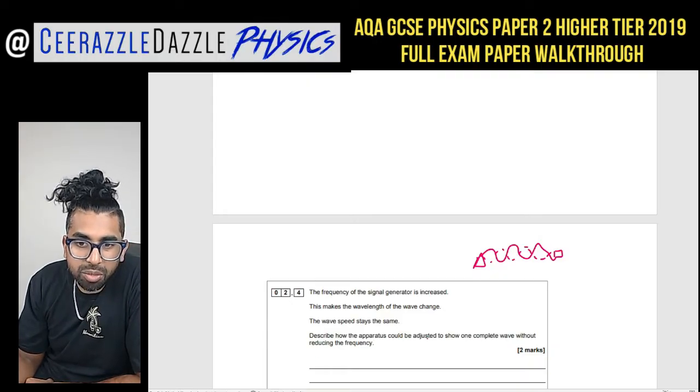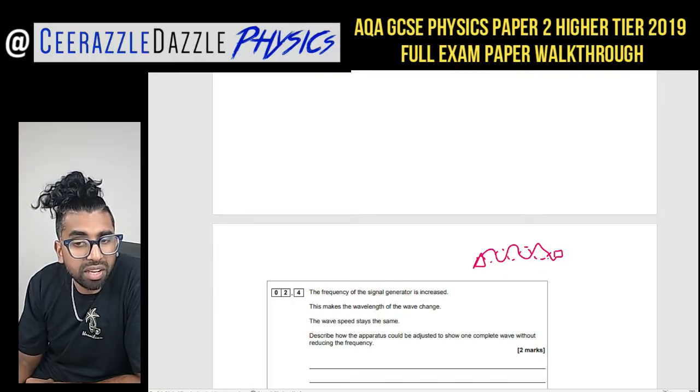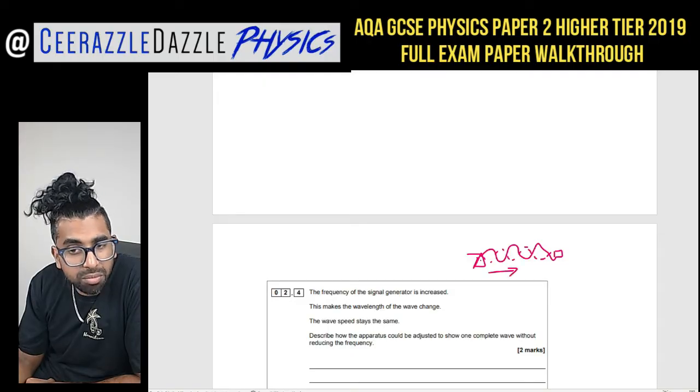Describe how the apparatus could be adjusted to show one complete wave without reducing the frequency. So how are we going to show one wave now? Look, if I take this wooden block over here and I move it to the right, then obviously this will once again show me one wave over here.